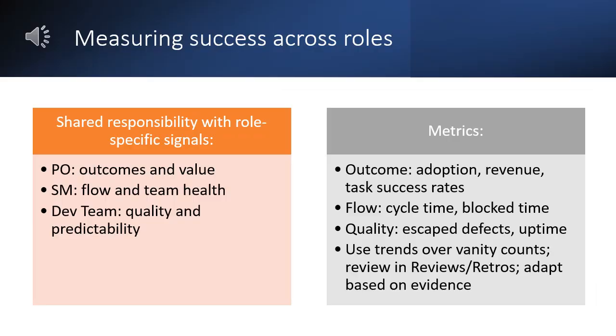Product owner success shows in outcomes and value. Scrum Master success shows in flow and team health. Development team success shows in quality and predictability. Simple measures help. Outcome metrics: adoption, revenue, or task success rates. Flow metrics: cycle time or block time. Quality metrics: escaped defects or uptime.